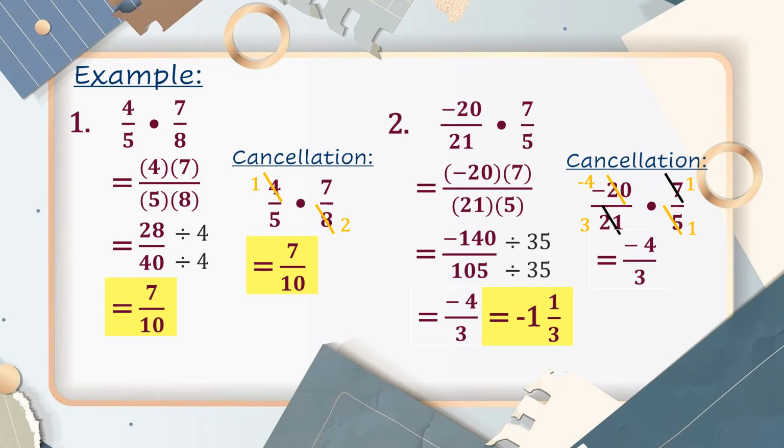So, we have improper fraction. So, isimplify natin. Negative 4 divided by 3 is equal to negative 1. Then, the remainder 1 will be the numerator. Then, copy lang natin ang denominator. So, our answer is negative 1 and 1/3.